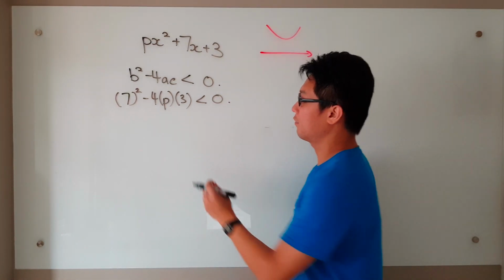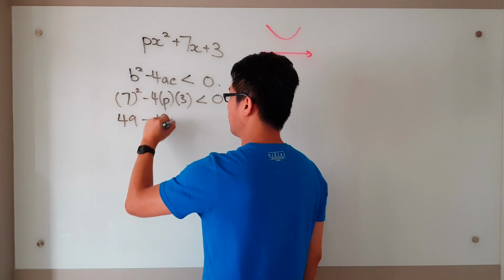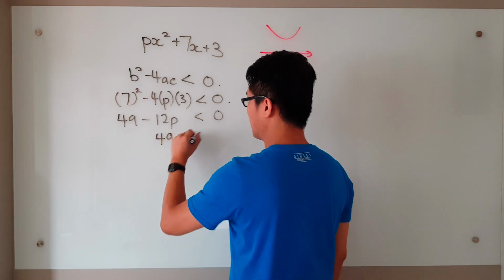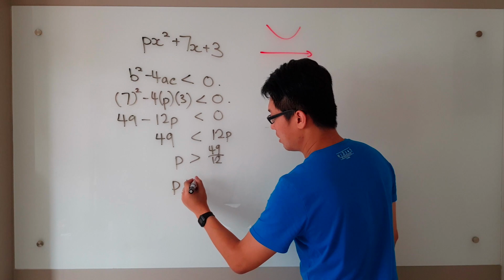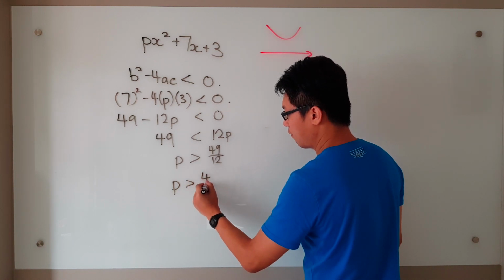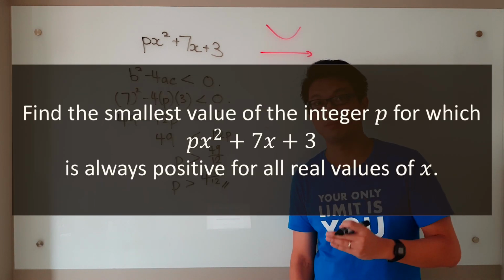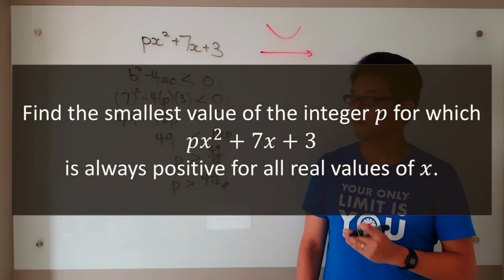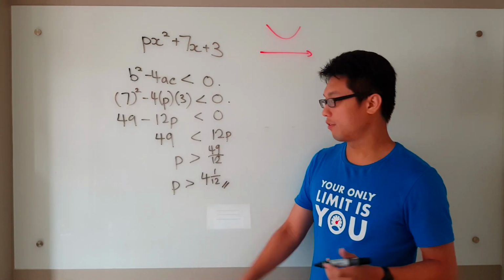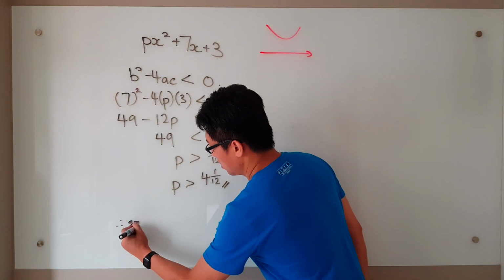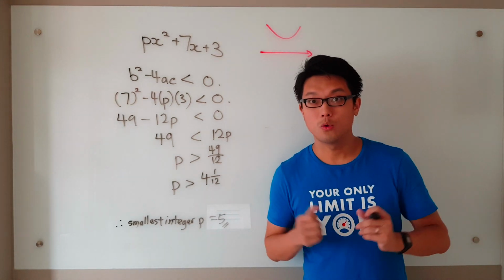Solving which, what will we have? Just some quick arithmetic here: 49 minus 12p less than 0. Let's change this to a mixed number so it's a lot easier to see. So we have p greater than 4 and 1/12. That isn't the end because the question is asking for the smallest possible integer value of p. If p has to be greater than this, the smallest possible integer value of p will be 5. So therefore, the smallest integer p will be equal to 5.